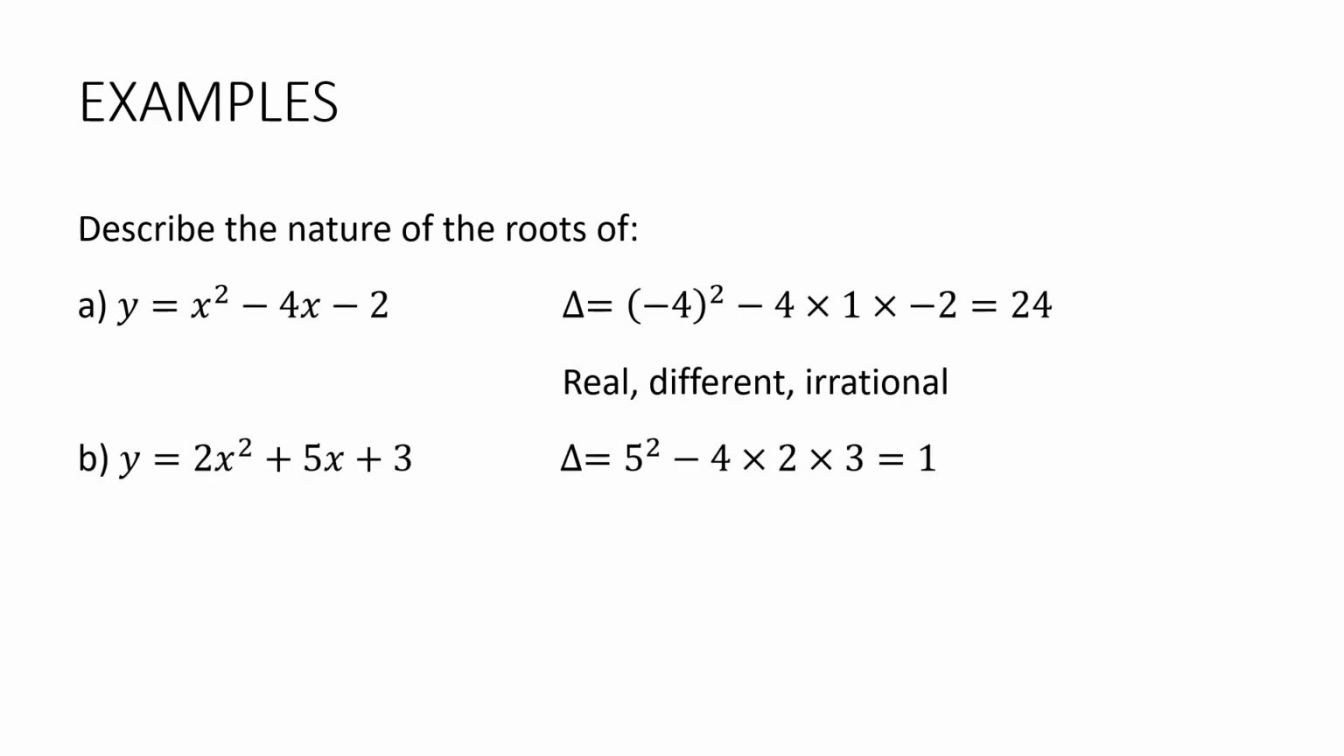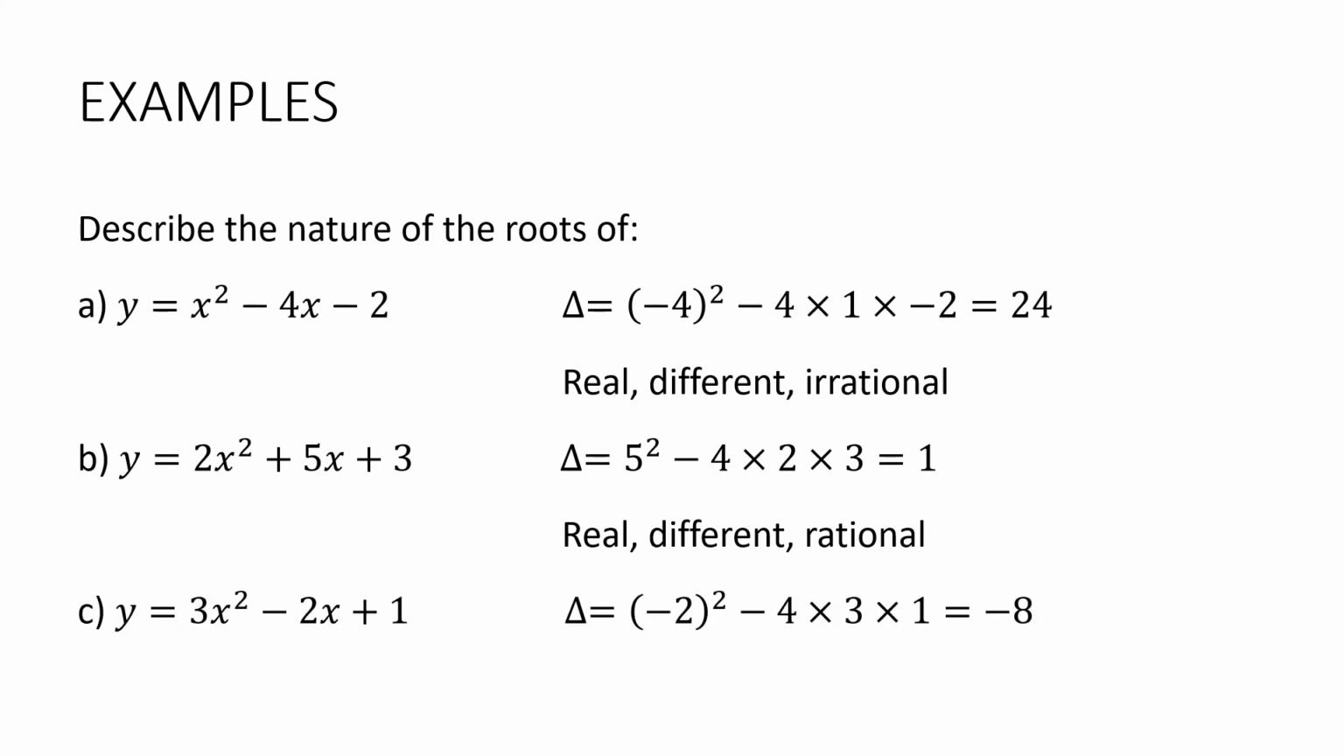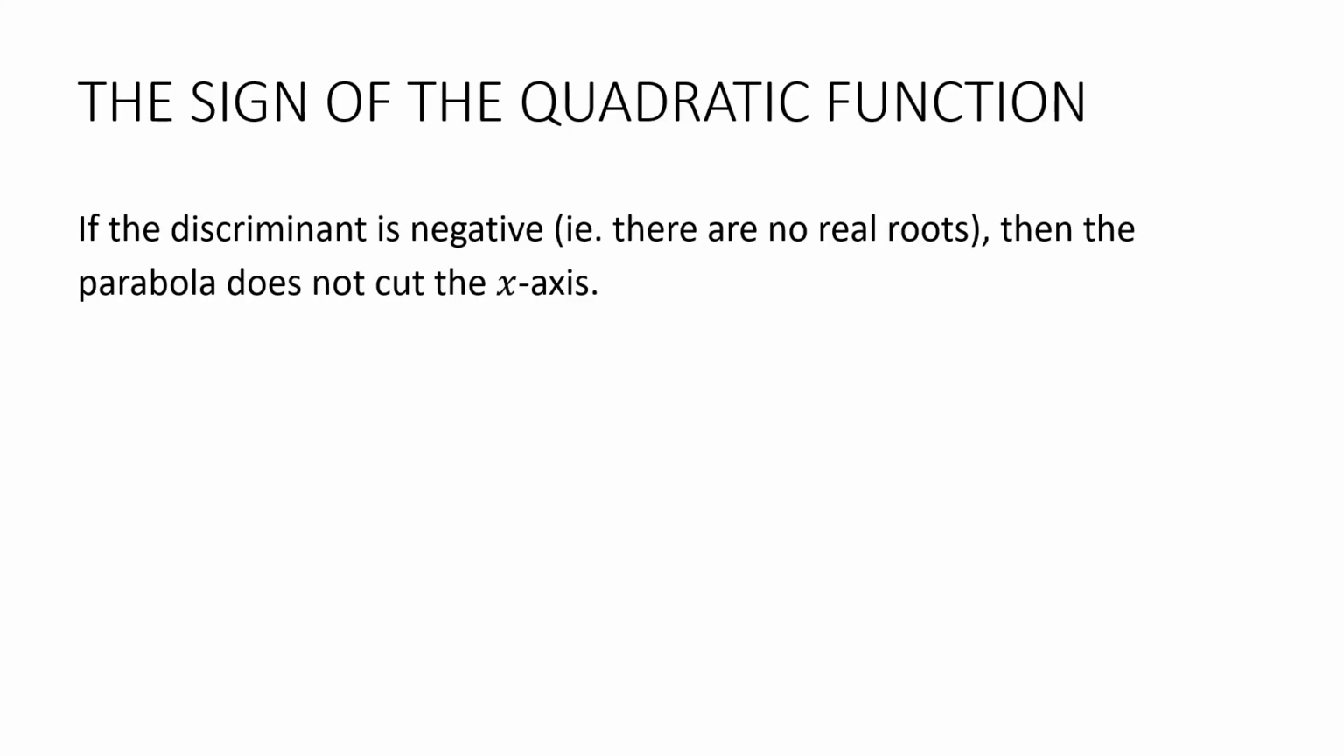In this case, the discriminant is 5 squared, take away 4 times 2 times 3, which is 1. Again, greater than 0, so real and different, but 1 is a perfect square, so they'll be rational. And this one, the discriminant is negative 2 all squared. Take away 4 times 3 times 1 is negative 8. They are not real. The discriminant is also useful in determining the sign of the quadratic function.